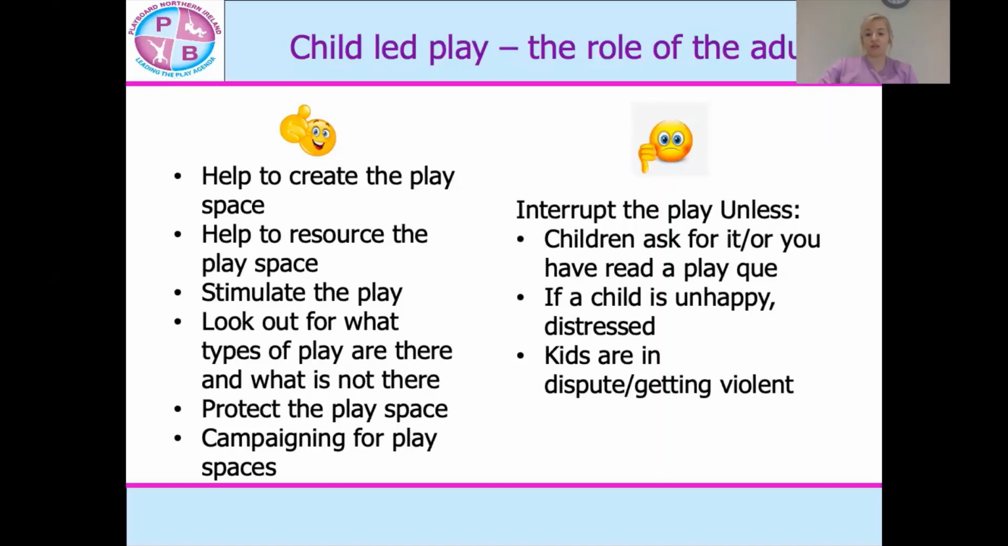So you just want to take a step back and leave them if they're happy, unless, of course, a child is unhappy or distressed. If you notice a child is unhappy or distressed, you can then step in as the adult. Don't interrupt the play unless children are really in a big dispute and they're possibly getting violent or something along those lines. But if it's just a little bit of an argument and they can figure it out themselves, like we spoke about earlier, those negotiation skills are brilliant. So try not to step in unless it's absolutely necessary in the children's play.